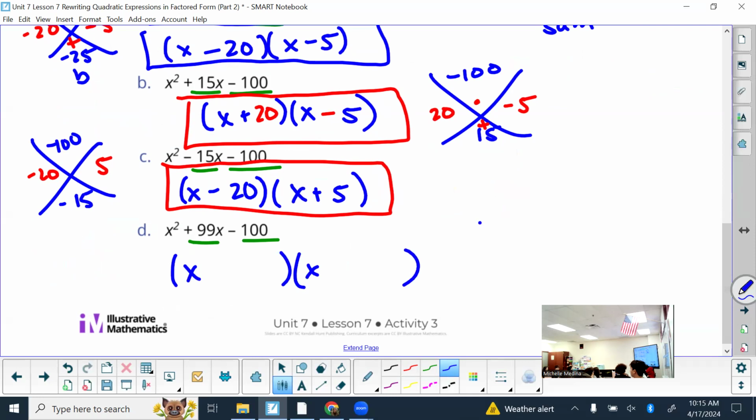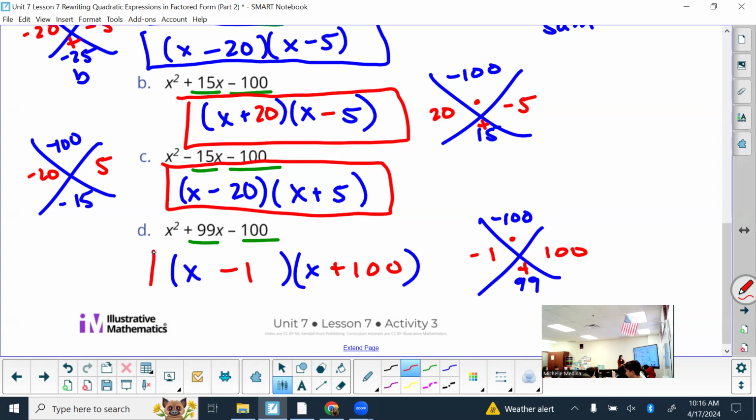Okay, then help me set up the diamond. What would need to go on top? And what would need to go on the bottom? What are two numbers that multiply to negative 100 that add to a positive 99? Okay, good. So it has to be x minus 1, x plus 100.